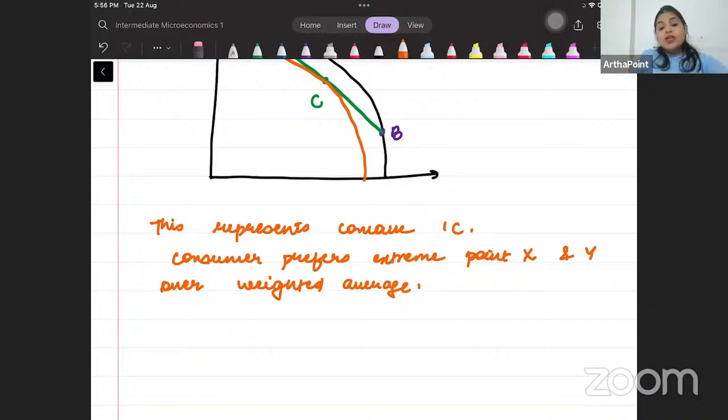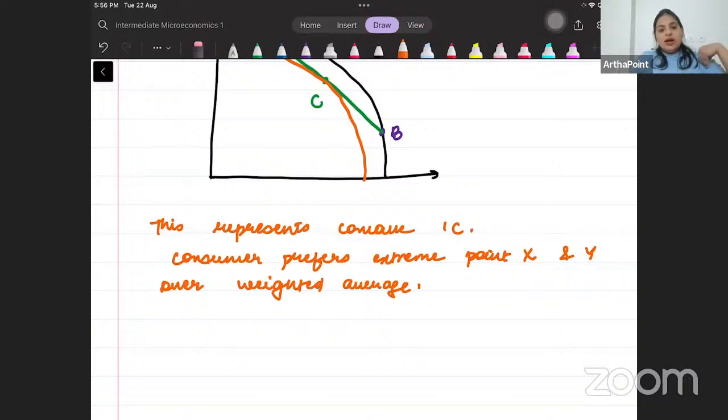Sorry. So consumer is preferring extreme point over the weighted average point. I hope you are clear with the point of concavity and convexity. बहुत important है बेटा ये जानना कि convex और concave preference होती क्या है. ठीक है बेटा?